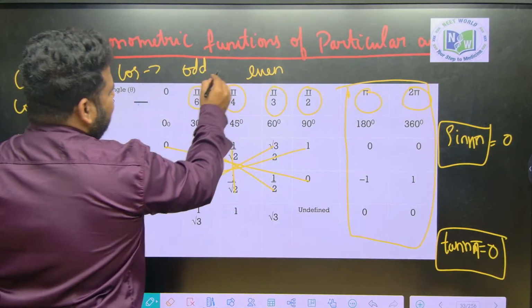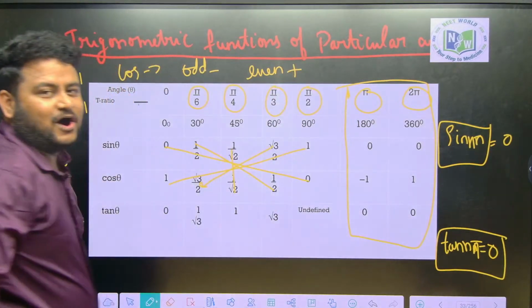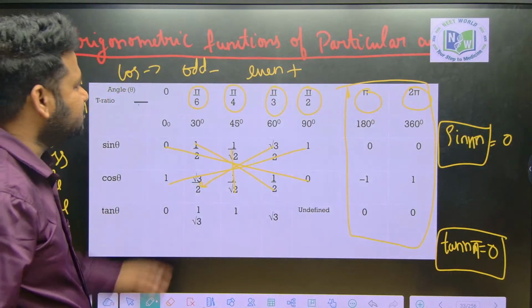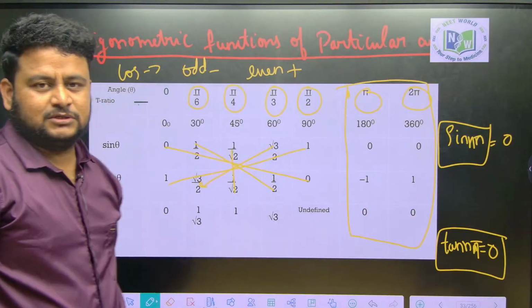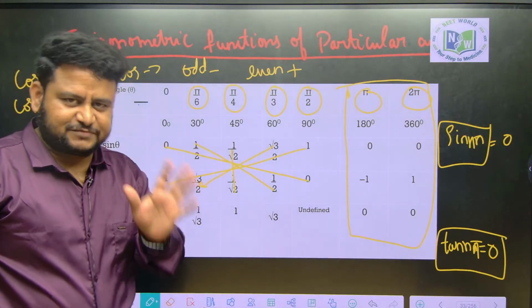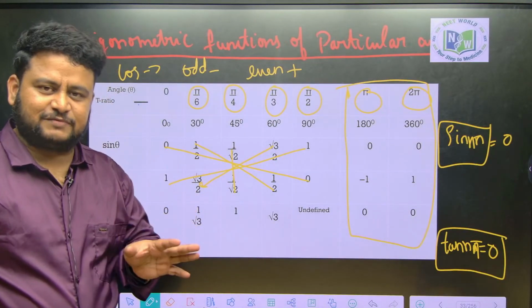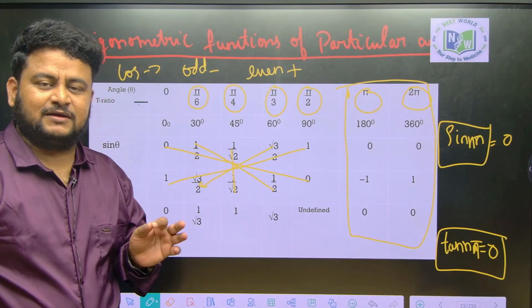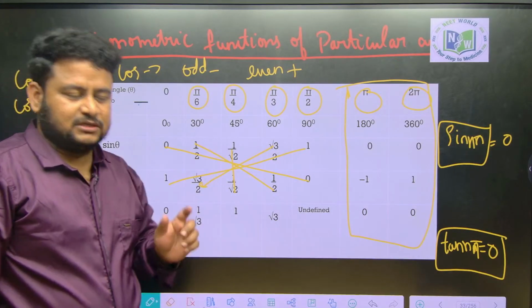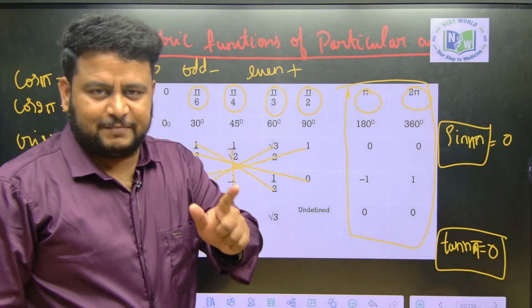So cos, odd negative, even positive. When it comes to cos, odd is negative, even is positive. So for cos pi the value is 1. For cos 2 pi also the value is 1. For cos 3 pi also the value is 1. But the sign changes. So if it is odd pi, the value will be minus 1.